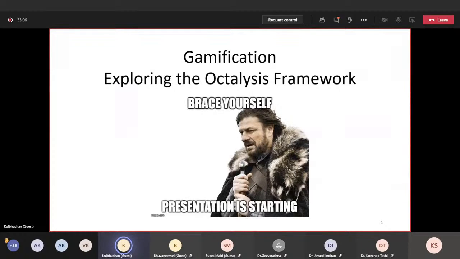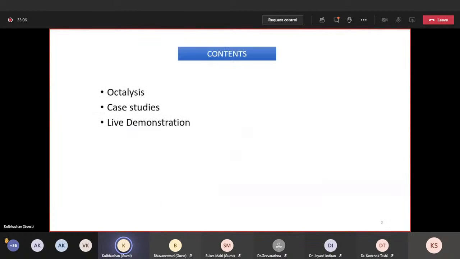In this presentation, we will cover Octalysis and its 8 core drives. Then, moving forward, we will take up some case studies where Octalysis is actually applied. And finally, in the end, there is a live demonstration where we try to analyze an application and plot the Octalysis graph for it.